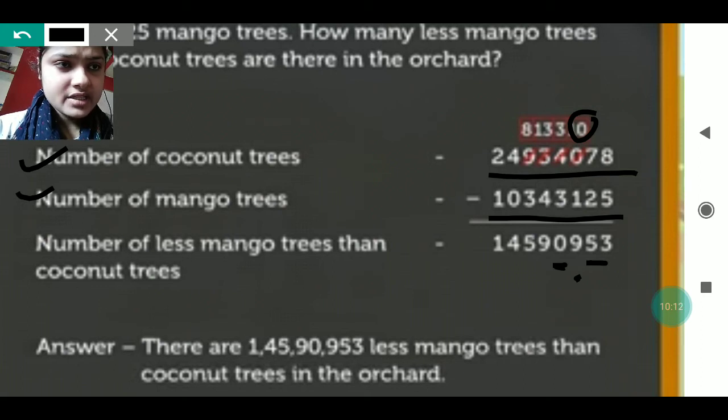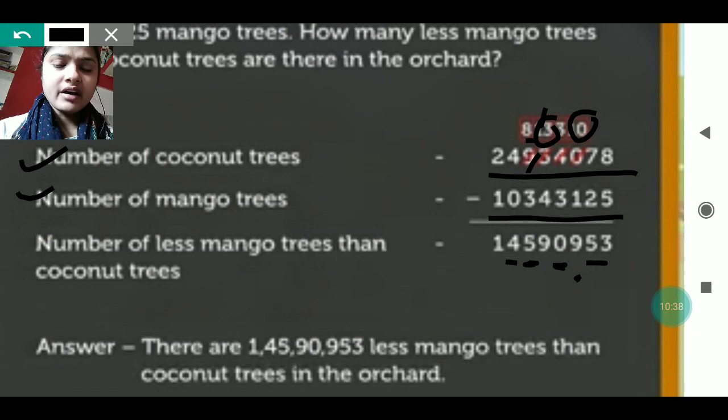3 minus 4 is not possible. It will take one carry from 9, so 9 will give 1, then it will become 13 here, which is written here, you can see, and it will become 8. 13 minus 4 will be 9. After that 8 minus 3 will be 5. Okay, then 4 minus 0 will be 4 only, and 2 minus 1 will be 1.